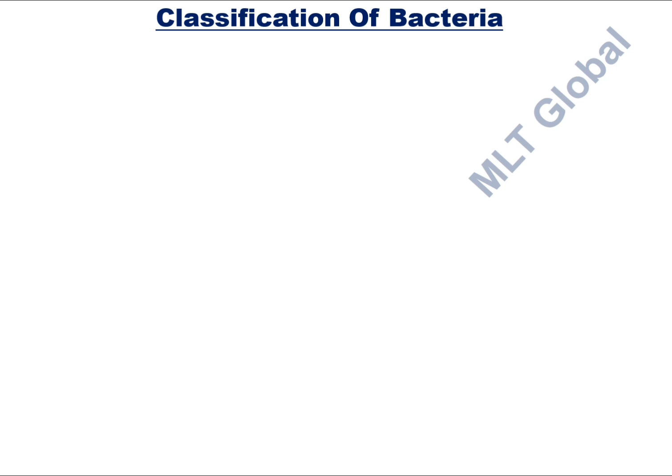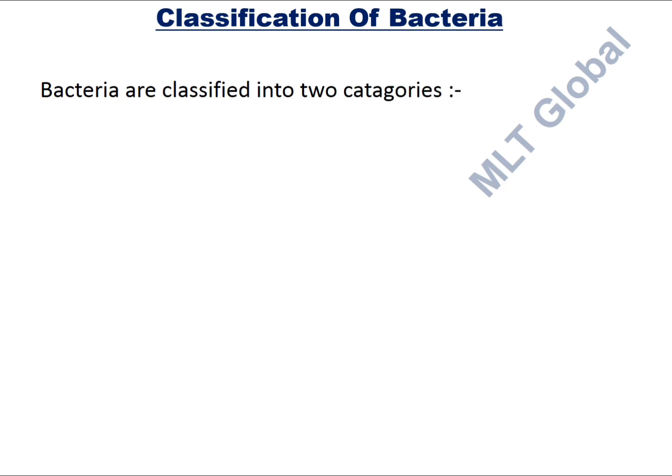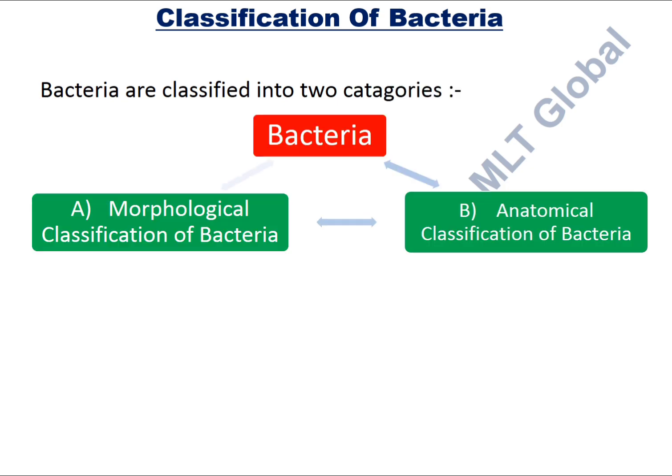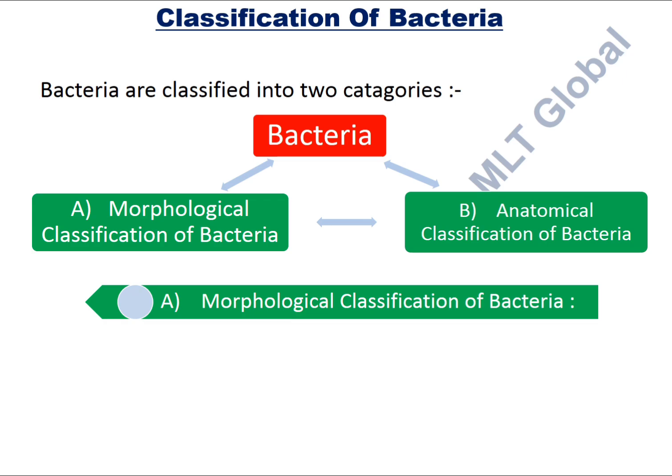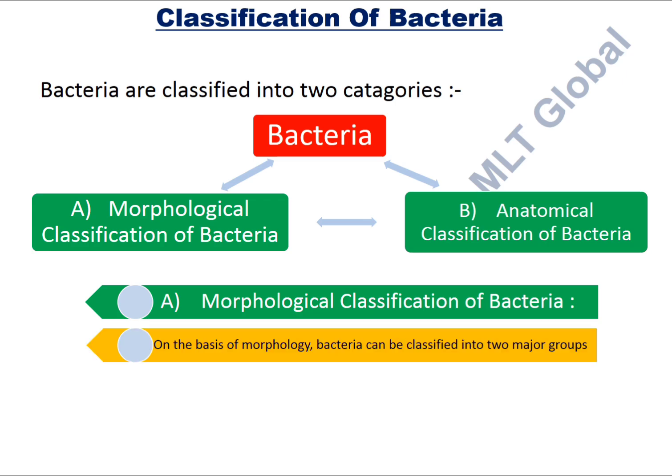Classification of bacteria. Bacteria are classified into two categories. A. Morphological classification of bacteria. B. Anatomical classification of bacteria. A. Morphological classification of bacteria. 1. The basis of morphology.